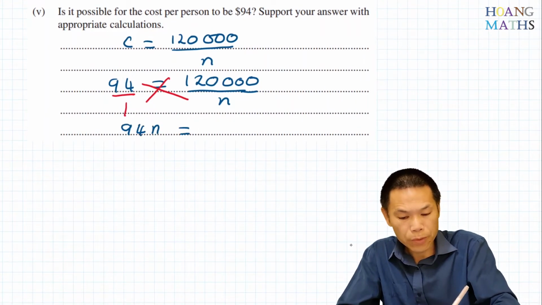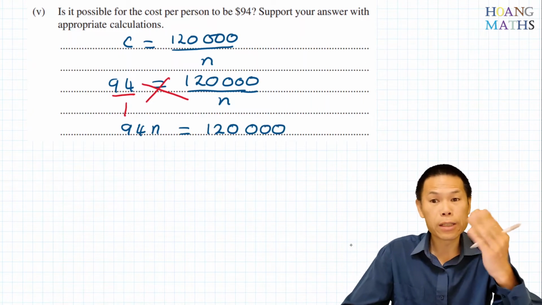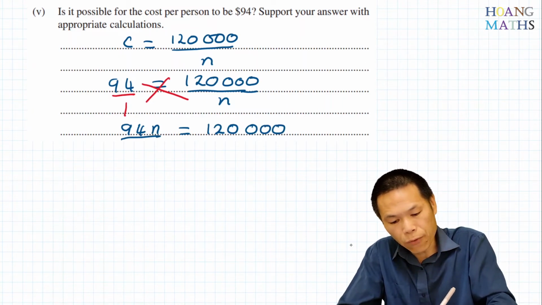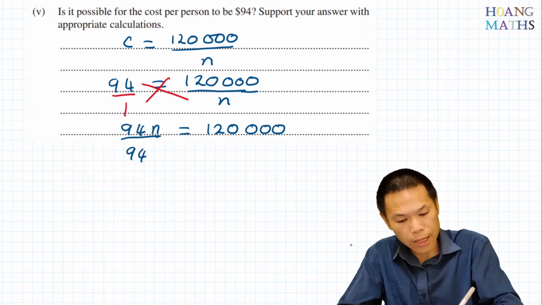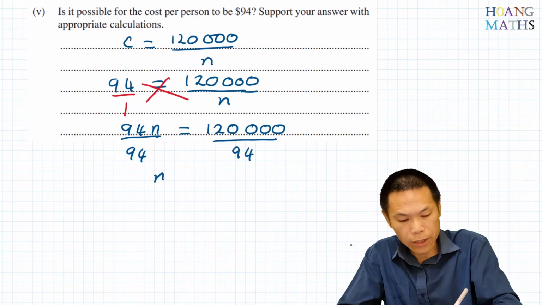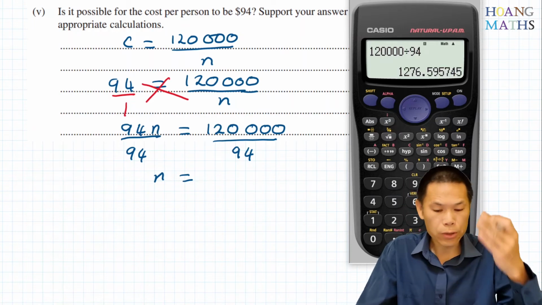Will give me 1 times 120,000, so 120,000. Now I just divide by 94 on both sides. So N is equal to 120,000 divided by 94. There you go.